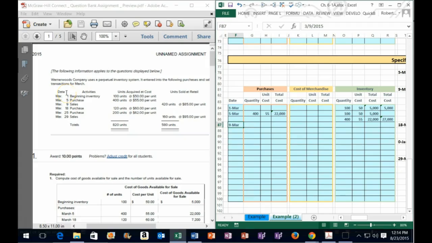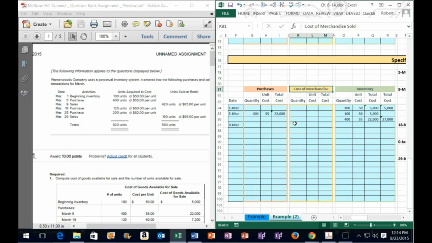So on 3/9, we had a sale. So we sold 420 units at this time. Once again, it's not going to be the sales price that we're worried about in this table. We will worry about the sales price when we do the journal entry. We're now worried about the cost of the units we sold. The cost will not be 85. They'll be somewhere between 50 and 55. So the question is, which ones did we sell in this case?